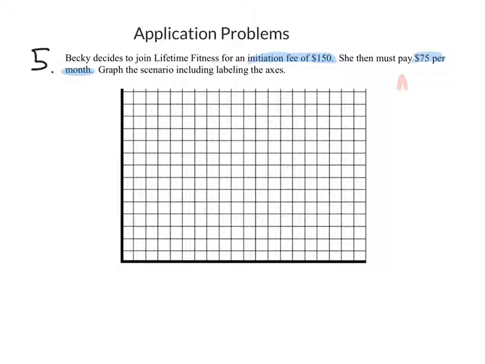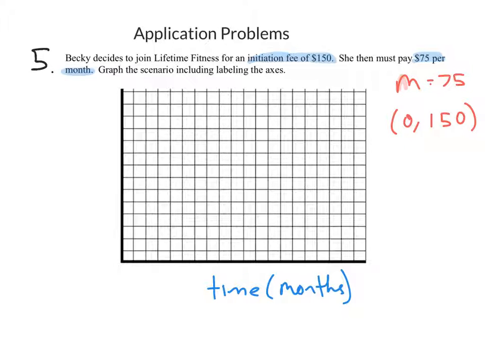So my m equals 75. And then the initiation fee, that's like the starting amount. We call that the y-intercept. So I'm going to have a y-intercept of (0, 150). So next what I want to do is actually label my axes. So I know that the number of months, usually time is your x-axis, so I'm going to call time in months the x-axis. And then the y-axis is the cost in dollars.